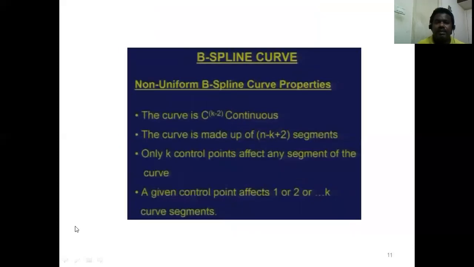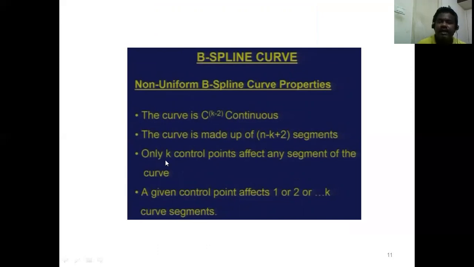Right. So the properties of the non-uniform B-spline curve. The curve is k minus 2 continuous. This one we have already seen, where k is equal to the number of control points influencing a particular segment. Minus 2 will be the continuity. If k is 3, it means C1 continuity. The curve is made up of n minus k plus 2 segments. This also I have introduced.